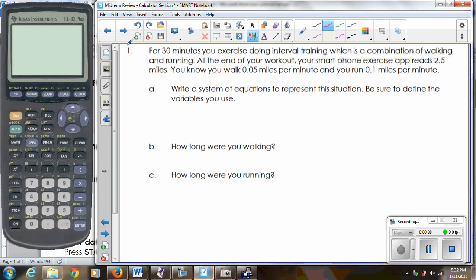And ultimately, we're trying to answer the questions, how long were you walking and how long were you running? So we're trying to answer questions that deal with time. And the questions are actually going to help us define the variables.